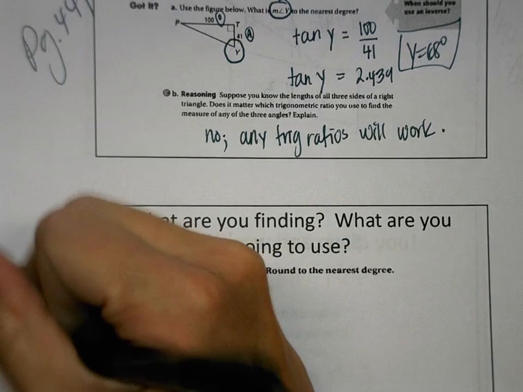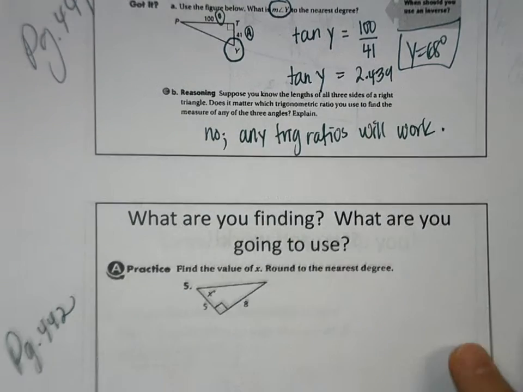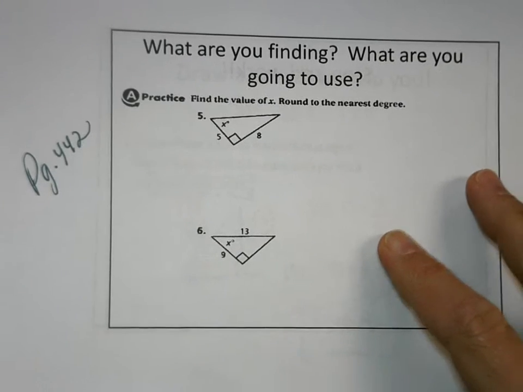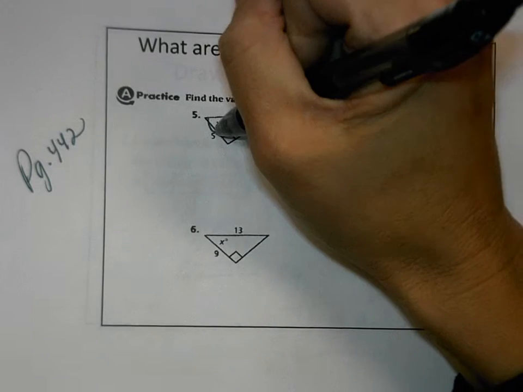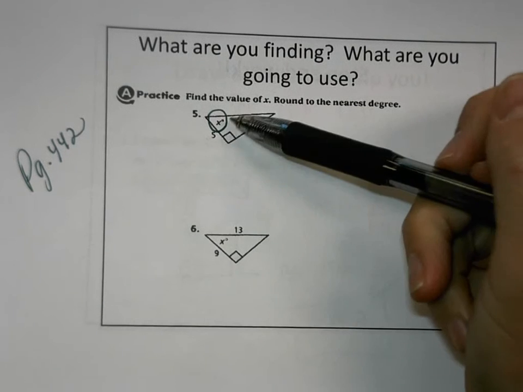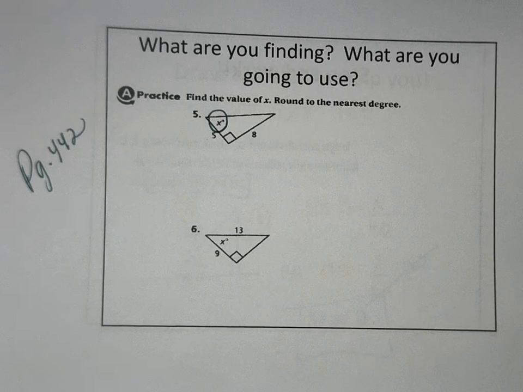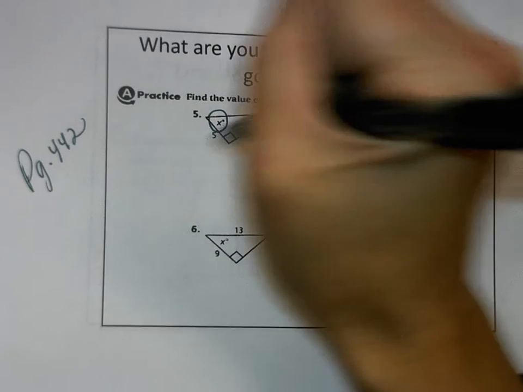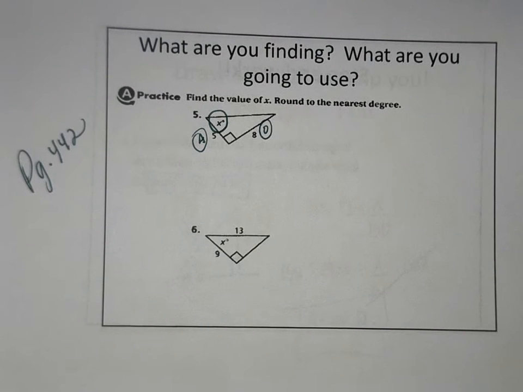Okay, so next we're going to move on to page 442. Okay, so first step. What will be my first step? Good, label. So we know specifically we're going to find the x degree, right? Okay, so now based on this, what is the 8 and what is the 5? 8 is opposite, 5 is adjacent. Good, 8 is opposite, 5 is adjacent. Is anybody confused by labeling those?